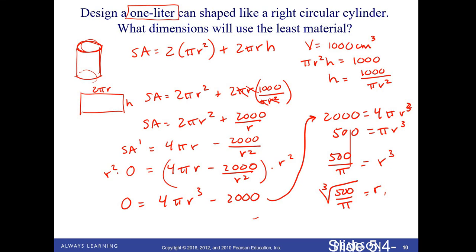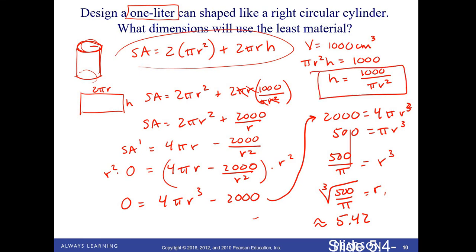Sticking that in my calculator, that's going to be approximately 5.42. So when the radius of my can is 5.42, I can plug that back in to find the height using my volume formula. I can get my height, and then I will have the dimensions for the least material.